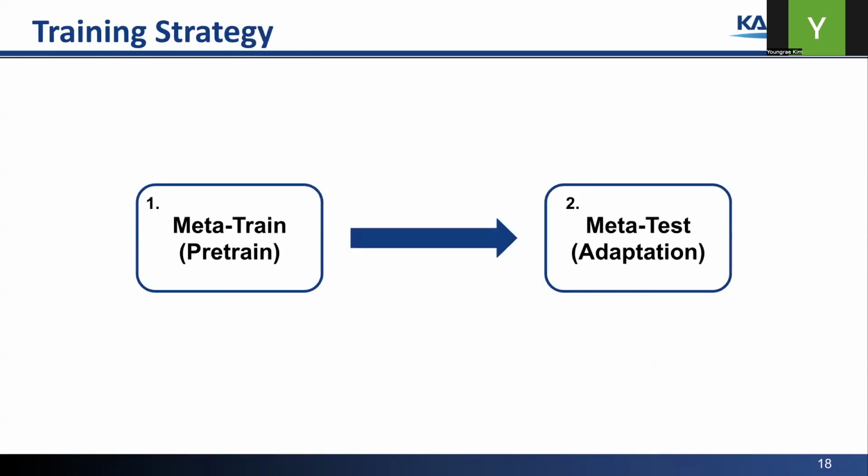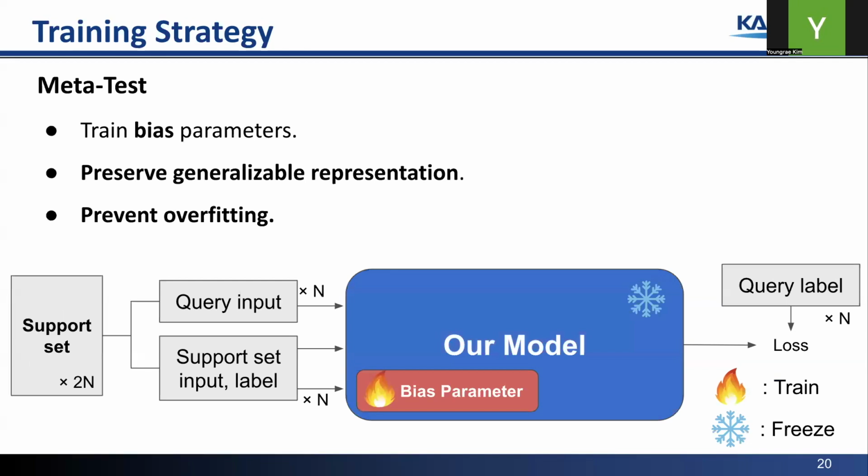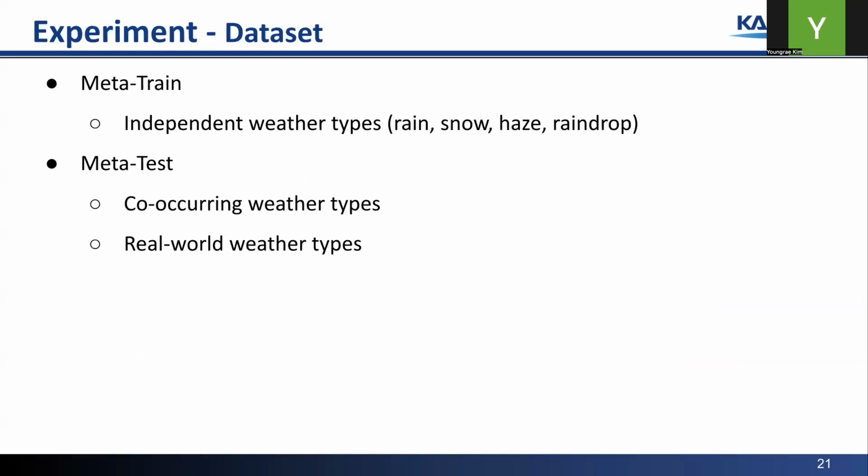Next, regarding the training strategy, it is divided into two stages, meta-training and meta-testing. In the meta-training stage, a batch is divided into query and support sets to mimic meta-testing for training. During this stage, all parameters are trained to learn a generalizable representation. In the meta-testing stage, only the bias parameters are trained, which helps preserve the generalizable representation learned during meta-training and prevents overfitting. Next is the experimental section.